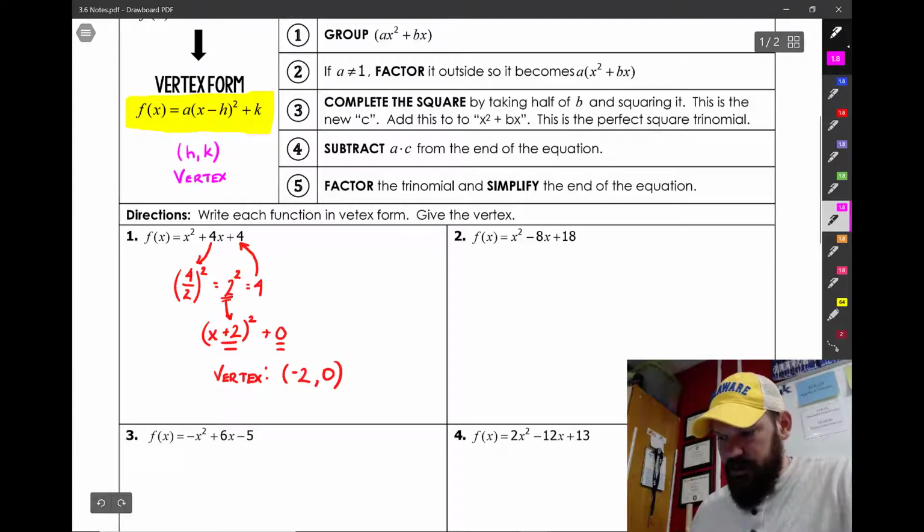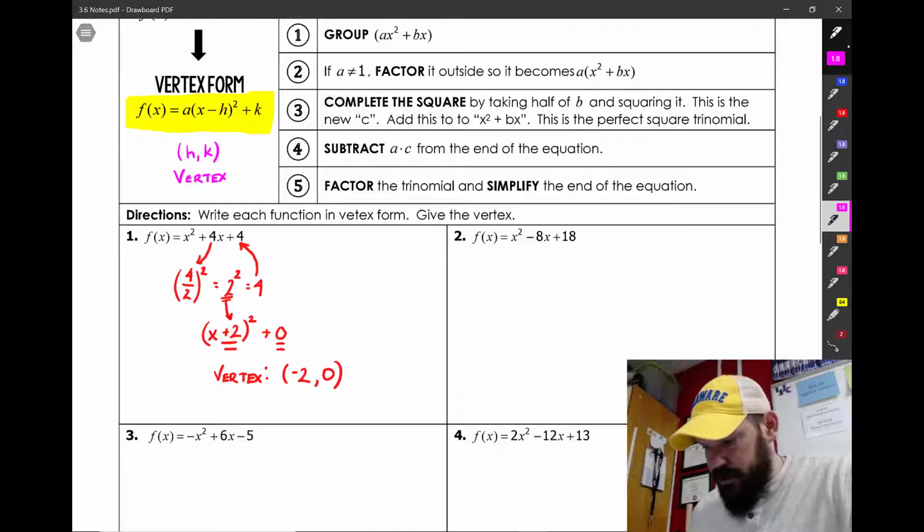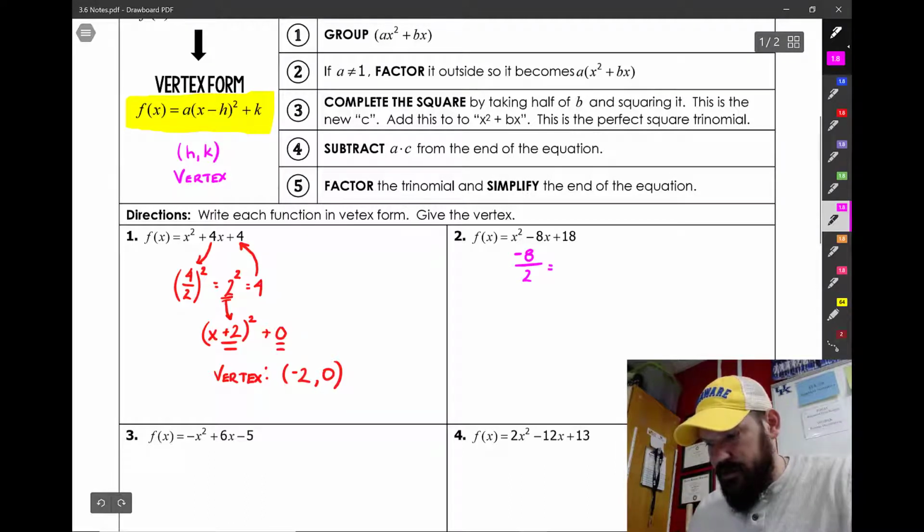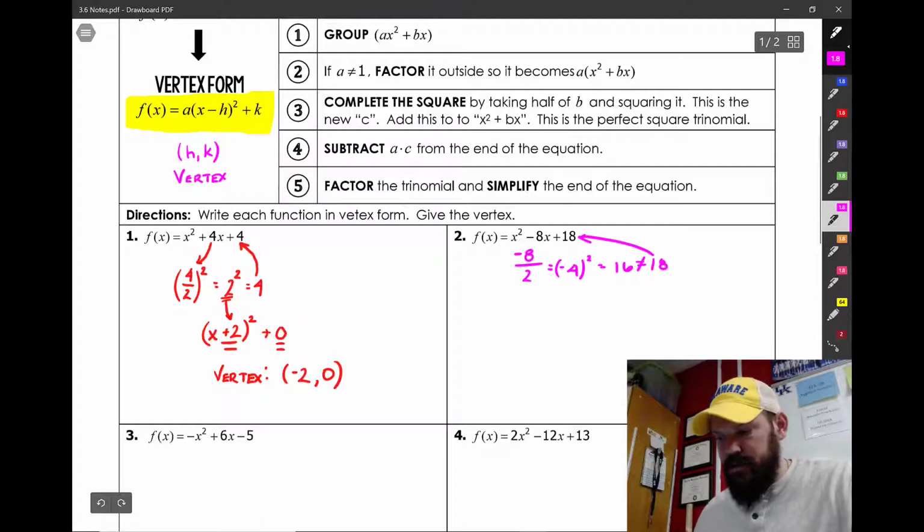Now our next example is not a perfect square trinomial, and I'll prove that by just taking -8 divided by 2 is -4. When I square -4, we get positive 16. That does not equal the 18 that is our constant term. So we need to come up with a different way to factor this.